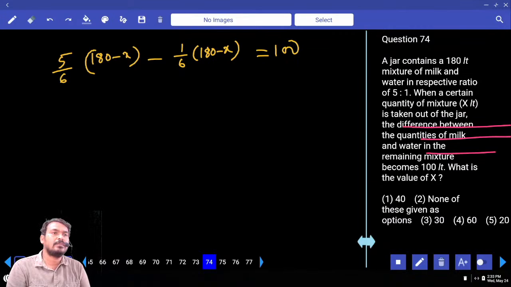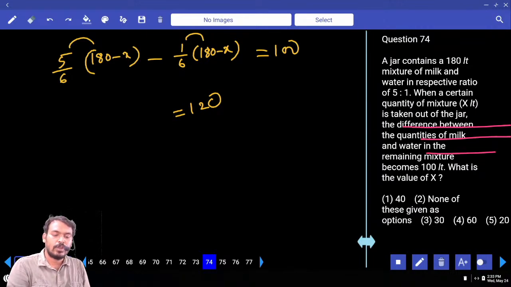Okay. The left hand side denominator becomes the right hand side product. 6 into 100, 600. 5 into 180, 900. 1 into 180, 180. The difference is 720. One is 720, another one 600. Difference is 120. Minus 5x minus of minus x. Difference will be 4x. 4x equals 120. X value is 30.